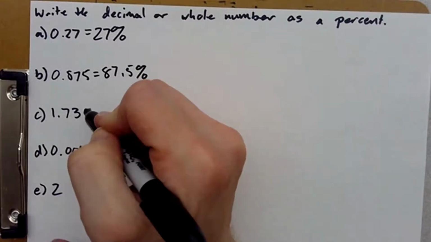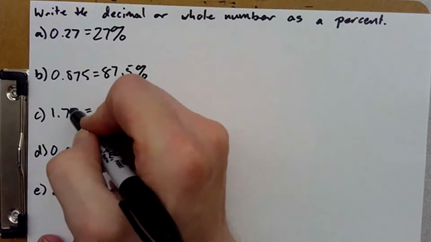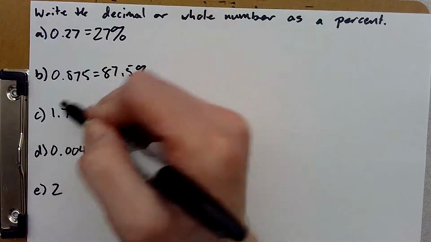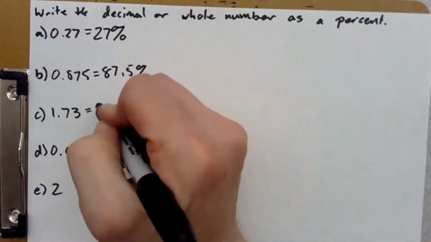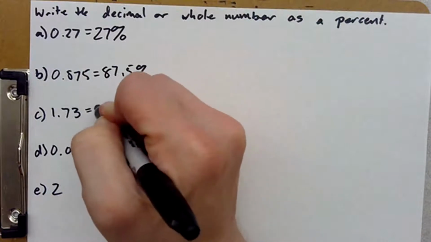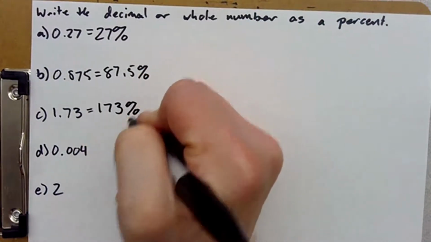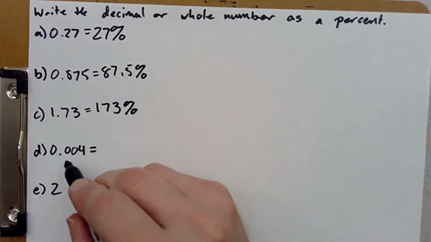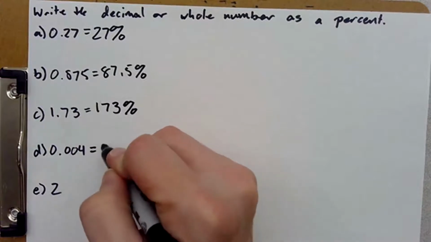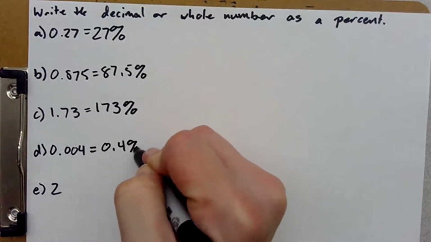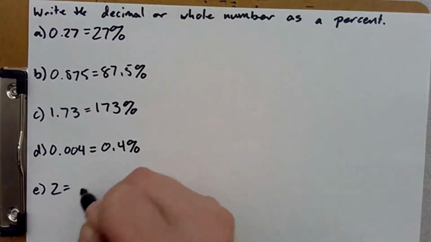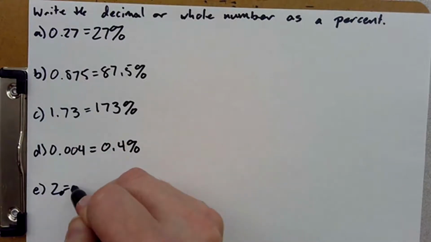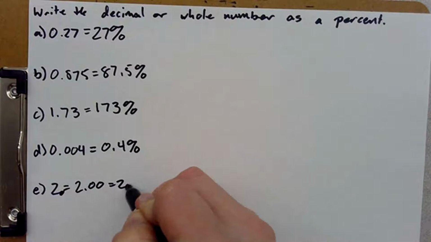1.73 is a little more complicated because we have 2 digits past the decimal point and 1 before. That 1 before the decimal point, we just get rid of the decimal point and add a percentage sign. That's 173%. Here we've got 3 digits past the decimal point, but the first 2 digits past the decimal point are zeros, so we'll just write this as 0.4%. And finally, we've got 2, nothing after a decimal point, but remember there's a decimal point right after that 2, and we could write it as 2.00. It's 200%.